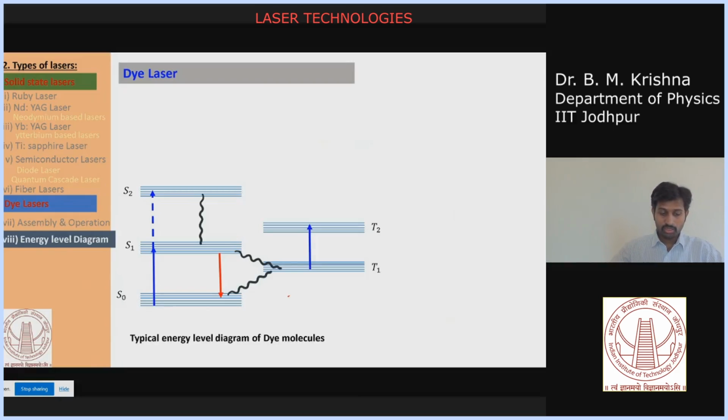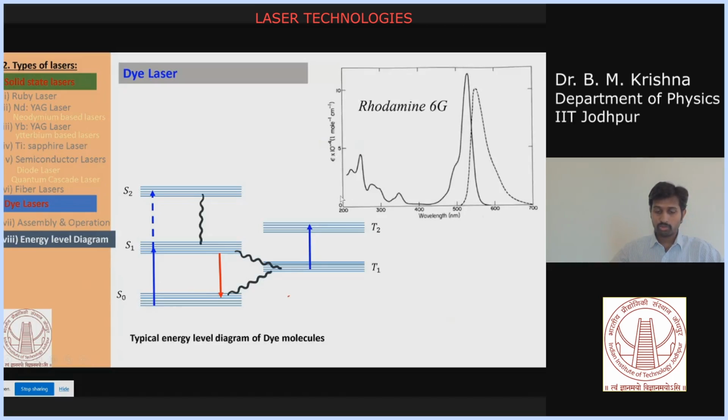So this is the typical energy levels of your dye molecules. There are small changes here and there with the different dye molecules, so your emission will be different. For example, now if you see rhodamine 6G, this is a dye molecule. The solid line is your absorption spectrum and the dashed line is the emission spectrum. On the x-axis you have wavelength. You have an absorption from 200 to around 600 nanometers, and this is your epsilon. So there you can know the absorption percentage.